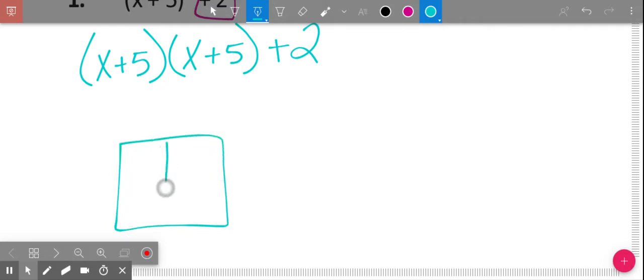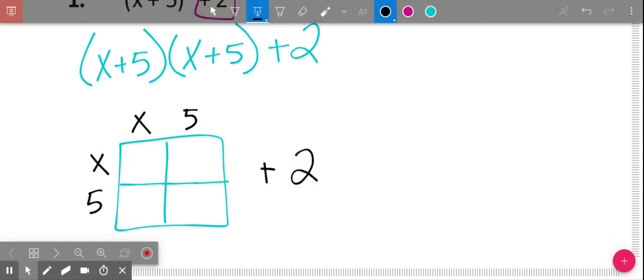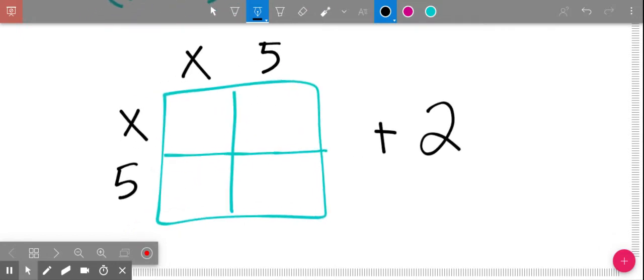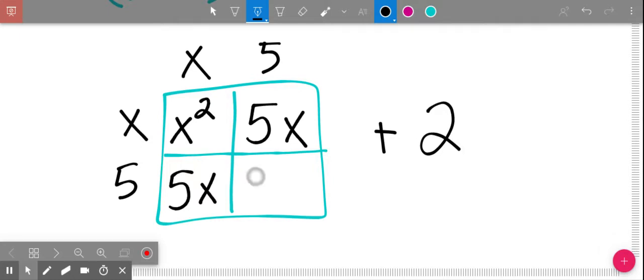Okay, so I'm setting up my box. And I'm going to have x and 5, x and 5. And then I'm just going to bring down my plus 2 at the end. Okay, so I just brought that down because it's going to be included in my like terms. So I'm going to fill in all my boxes. X times x gives me x squared. X times 5 gives me 5x. X times 5 gives me 5x. 5 times 5 gives me 25.